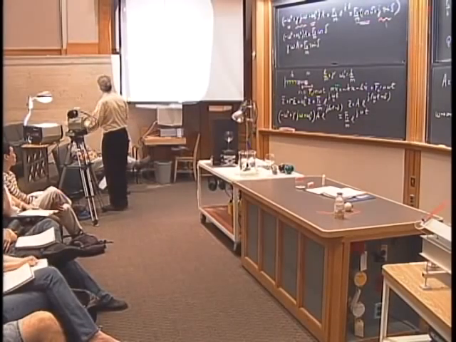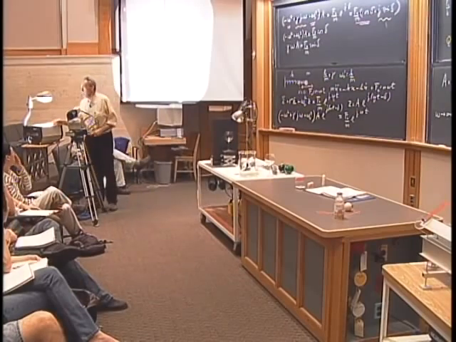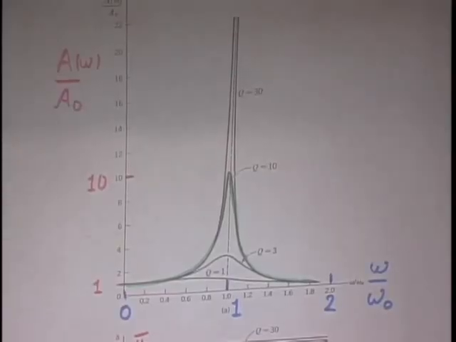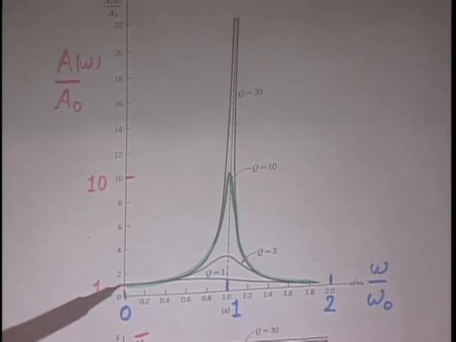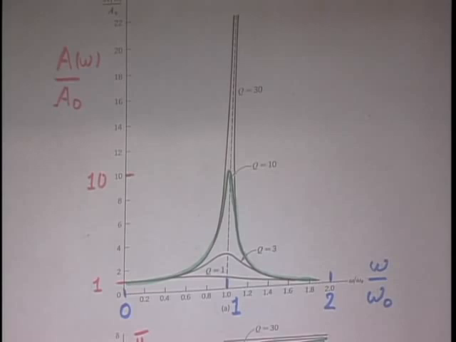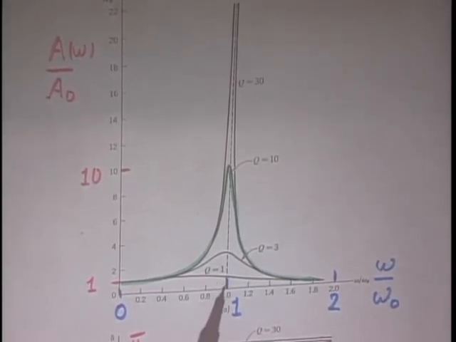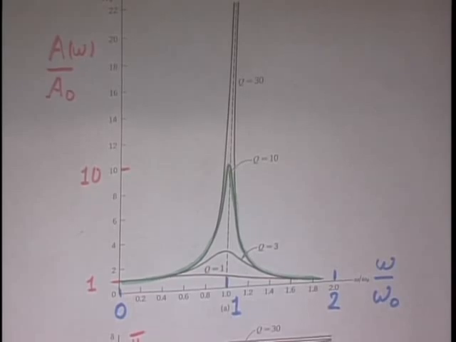This is from French. You see here the function A, but it is divided by A0, which is that F0 divided by K. So that is the amplitude for zero frequency. And so when you start off, it's 1. That ratio is 1 by definition, right? Because it's A omega divided by A0. And horizontally, you see omega divided by omega 0. So by definition, right here at the 1 sign is that point that I put omega 0 there.